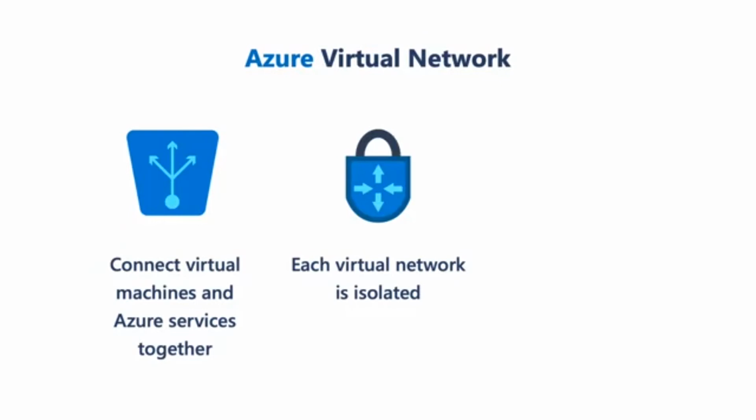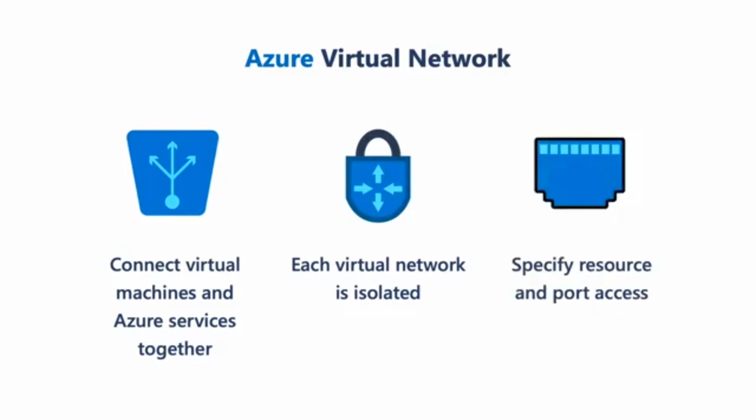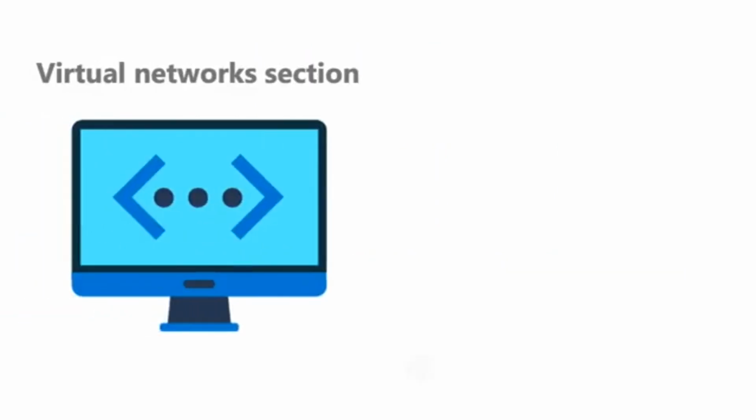Microsoft Azure ensures that each virtual network is isolated from other virtual networks created by other users and from the Internet. Microsoft Azure enables you to specify which machines, real and virtual, and services are allowed to access resources on the virtual network and which ports they can use. In the Virtual Networks section, you can specify which virtual networks are allowed to route traffic to the service.